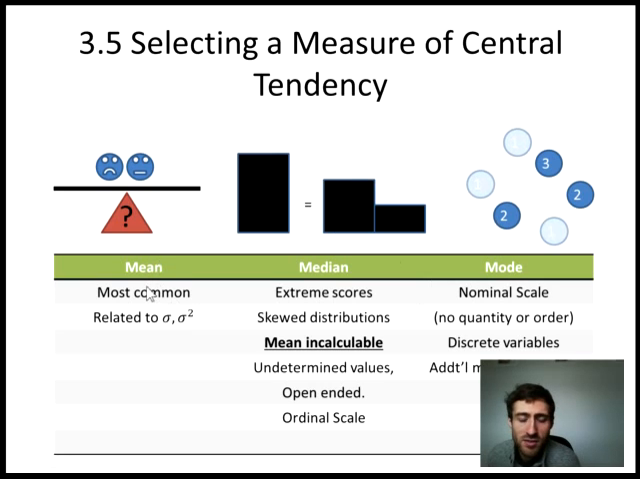Mean is the most common measure of central tendency. It's nice because you can do calculations. It's a numerical measurement, and it's actually related to these two values, standard deviation and variance, which we'll talk about later. You need to know the mean to calculate those two values, so that's why we say they're related.